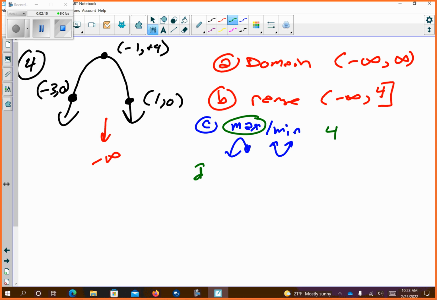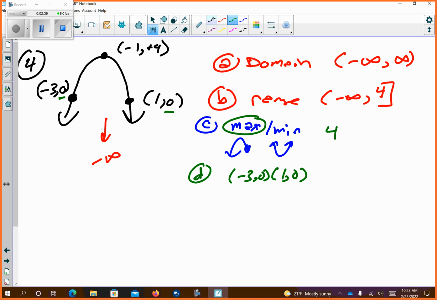D asks for the roots. The roots deal with when you have a 0 in the y spot. So my roots are -3 comma 0 and 1 comma 0. If you have 1, 0 and -3, 0, that's totally fine. Just don't have 0, -3, because that's a different point, right? Yeah.